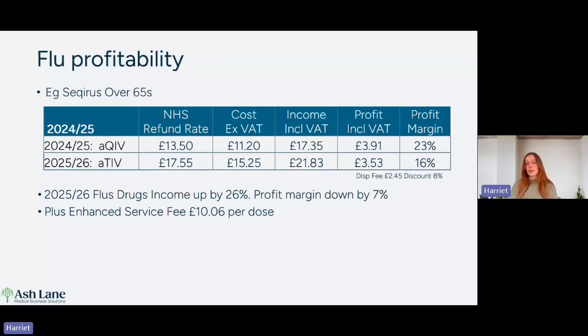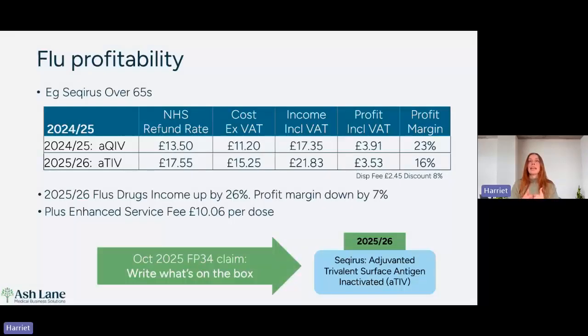You do still get your enhanced service payment on top of that of £10.06. It didn't increase for the adult flus, unlike the fact that it did for the childhood flu. So you're still getting that, but it hasn't increased this year. But the most important thing, the main thing I want to emphasize for today, is that with flu season approaching and the flus changing, it's vital that you claim the flu that you are using.